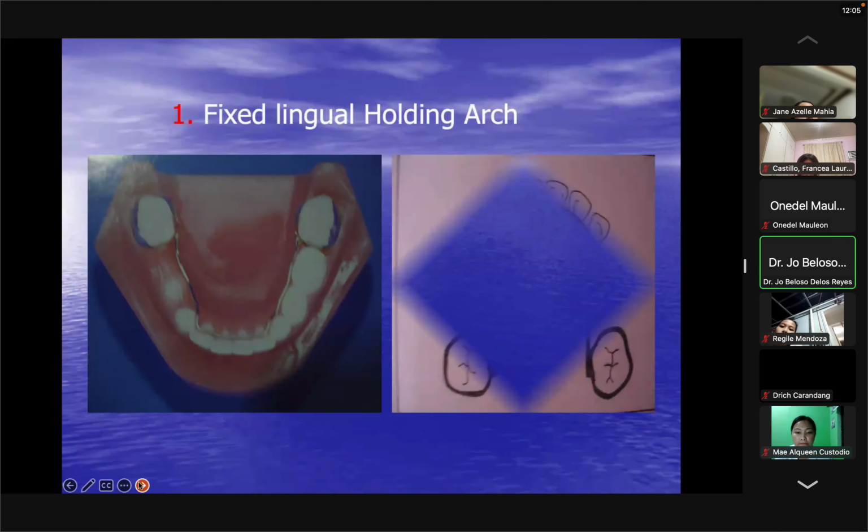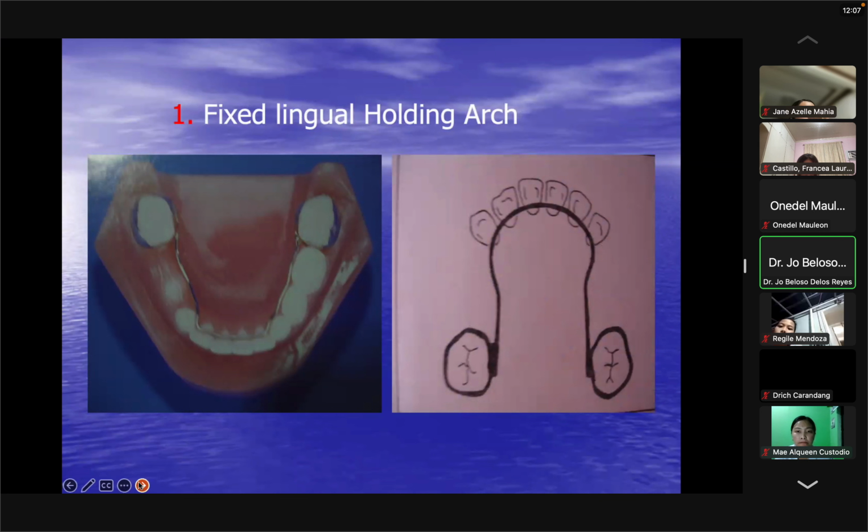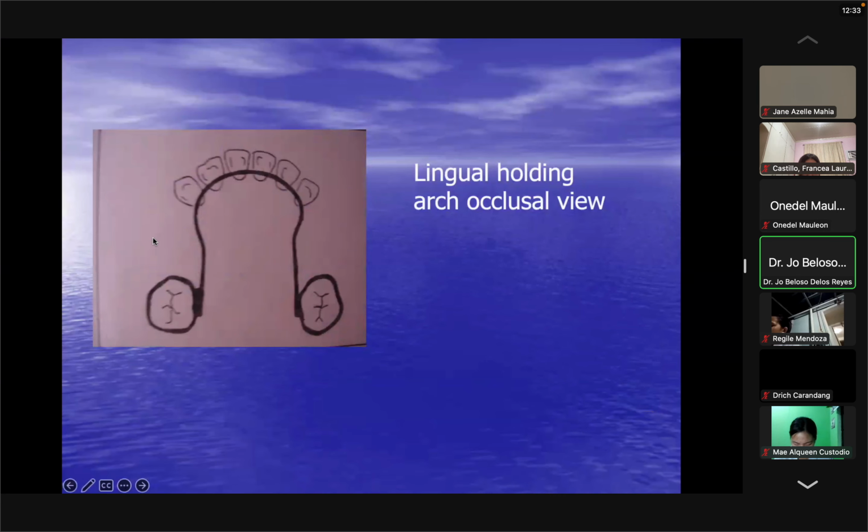So yan ang itsura ng fixed lingual holding arch. Kaya siya fixed kasi naka-solder, naka-weld siya sa mandibular band. Molar band. Naka-solder siya, naka-weld sa molar band yung wire. This will control the drifting of the first molars.